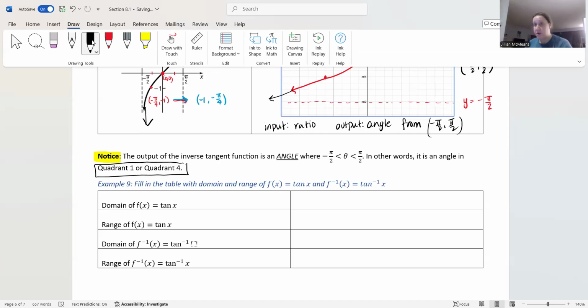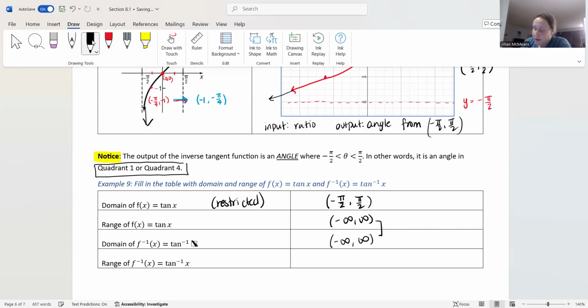Now, when we're talking about the domain of tangent, remember, we're talking about this restricted segment of tangent. So keep that in mind. The domain, we have restricted it to negative pi over 2, comma, pi over 2. And then we decided the range was just negative to positive infinity. Now, the range of tangent is going to be the same thing as the domain of inverse tangent. So the domain of inverse tangent is negative to positive infinity.